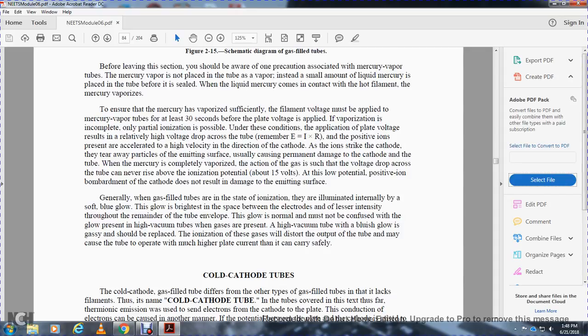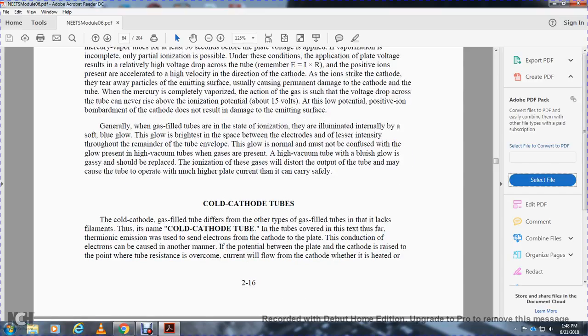To restore the output of the tube, it may be covered, and the tube operated with a high plate voltage, over the current it can carry safely.